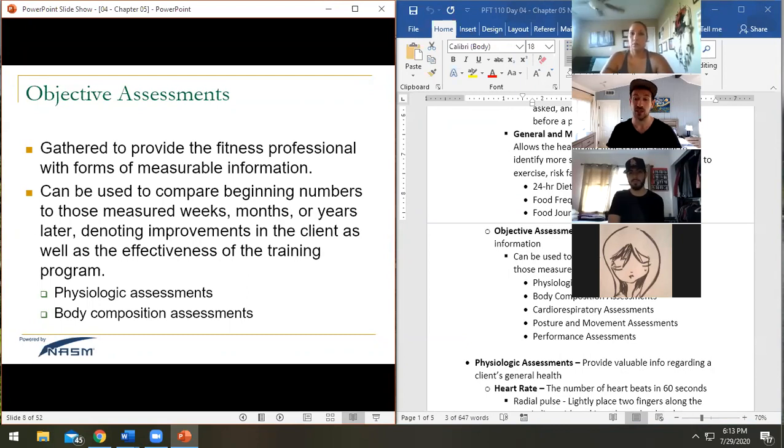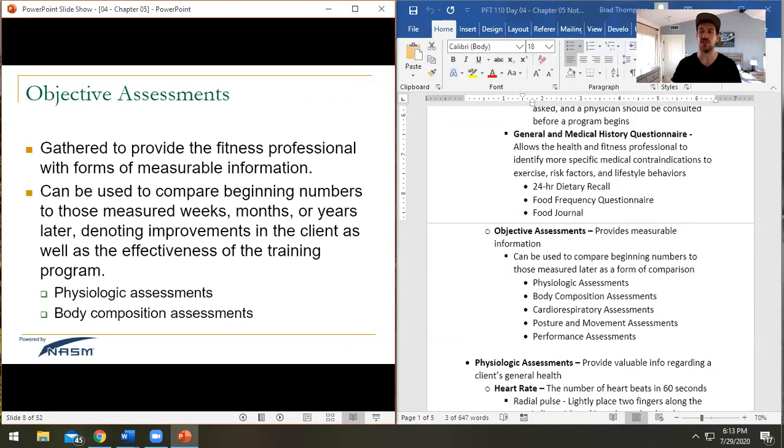So those are all your subjective information pieces. Do you guys have any questions about any of that? No. Oh, all right. So now let's talk into the objective. The objective part is much, much longer because there's a lot of different pieces. Now the objective stuff is great because this is the number-based stuff.